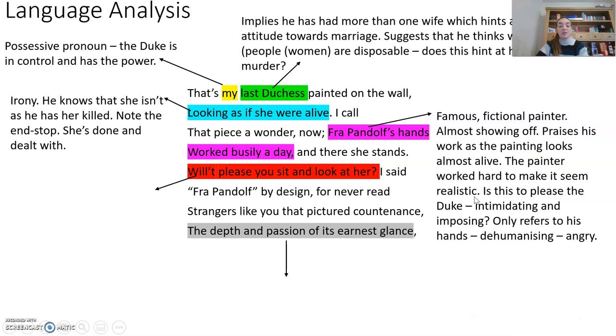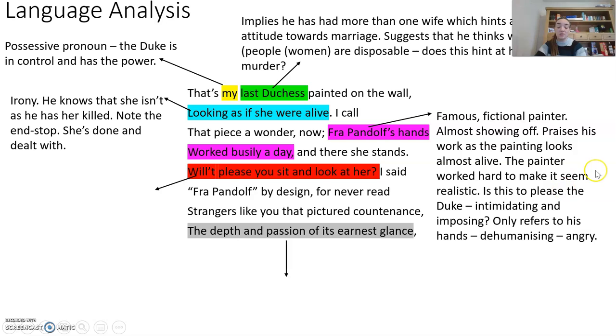"I call that piece of wonder now, Fra Pandolf's hand worked busily a day." So this person is a famous fictional painter. So it's almost as if the Duke is showing off. So he praises the painting, saying how it looks almost alive, and the painter must have worked hard to make it so realistic. So did the painter have to do it this way to please the Duke?